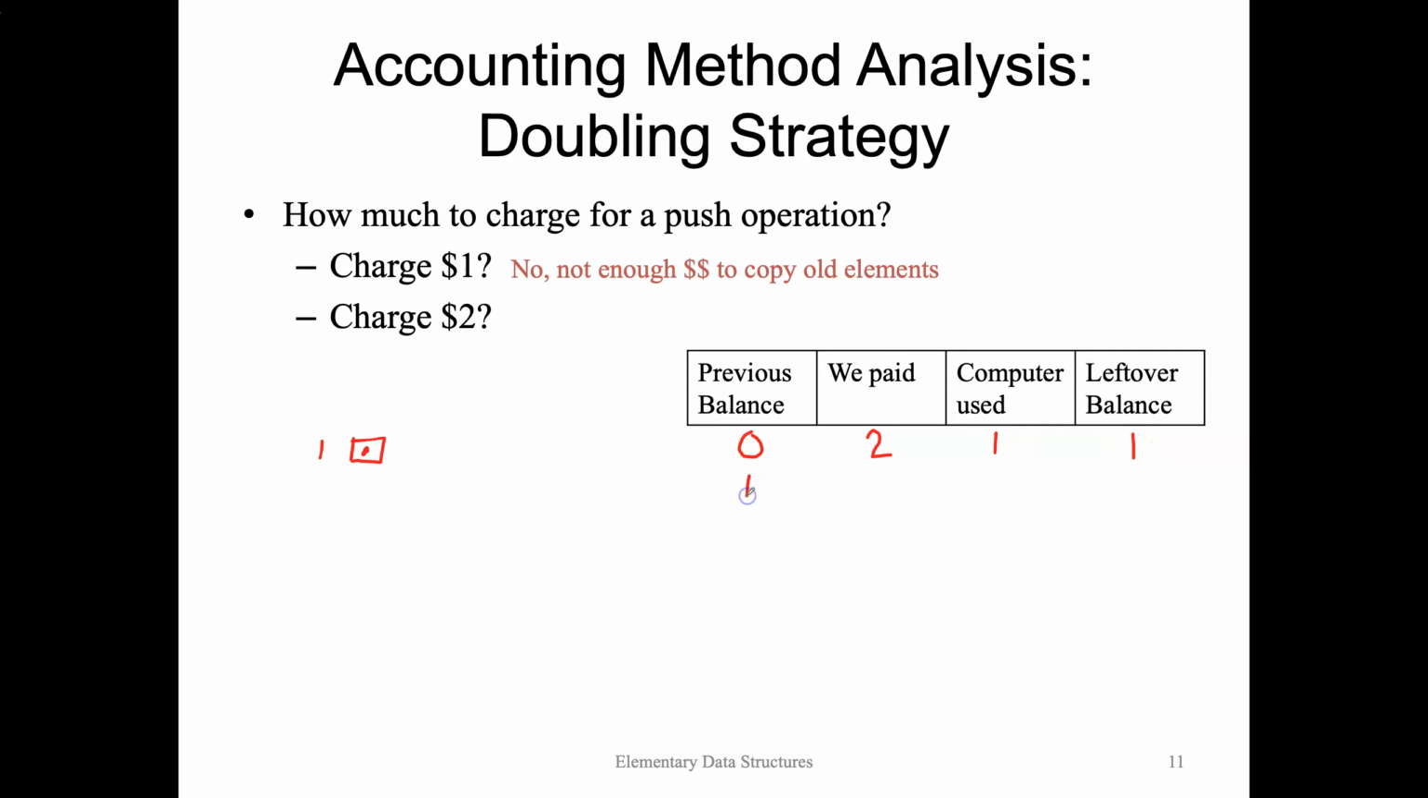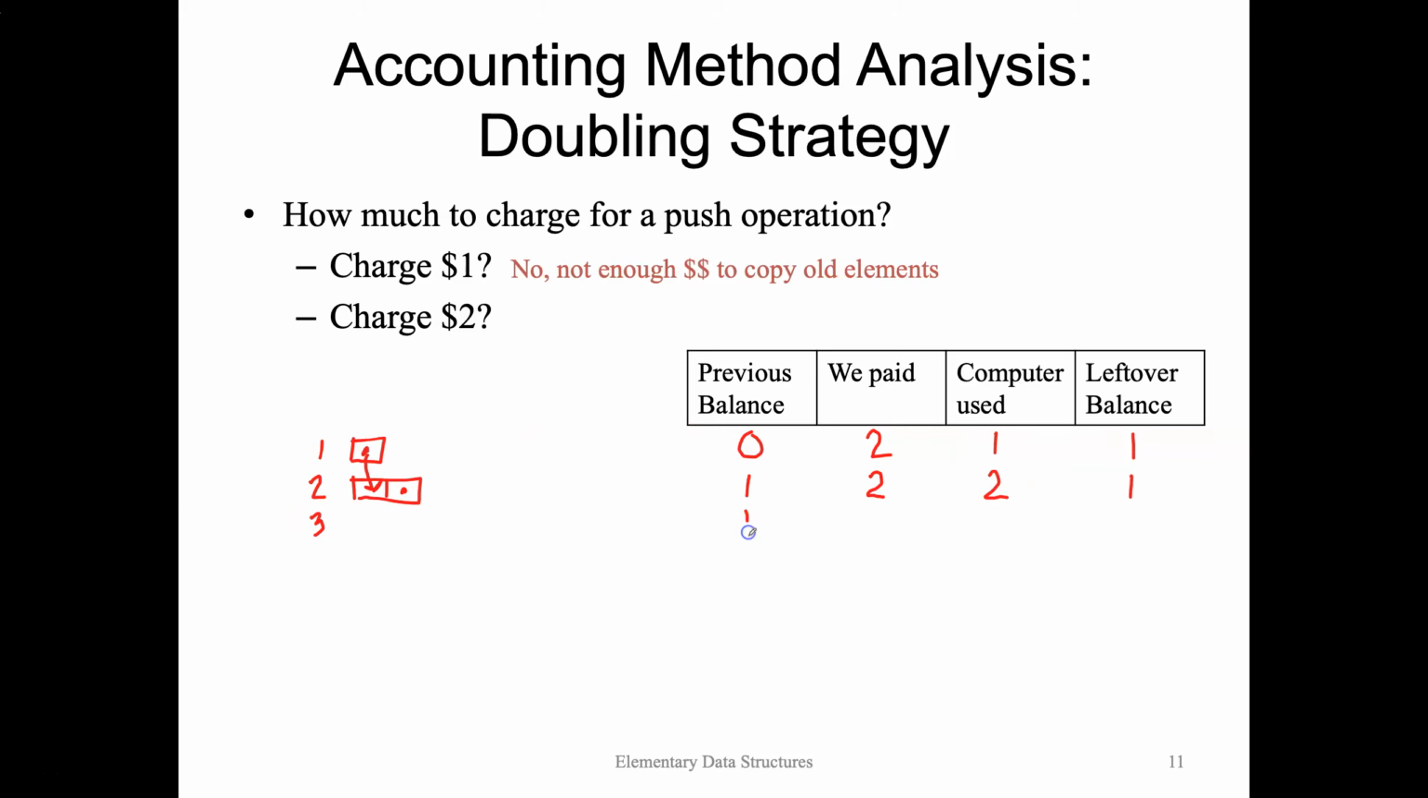So now let's look at when we carry that $1 over to the next time. When we push our second item, the computer has to create a new array twice the size. Now we give the computer $2 when we push this second item. So now the computer has a total of $3 to work with. And how much does it need? It needs $1 to copy over this old item into the first spot, and another $1 in order to push our second item. So the computer needs $2, it's got $3, which means we still have a leftover balance, which is good.